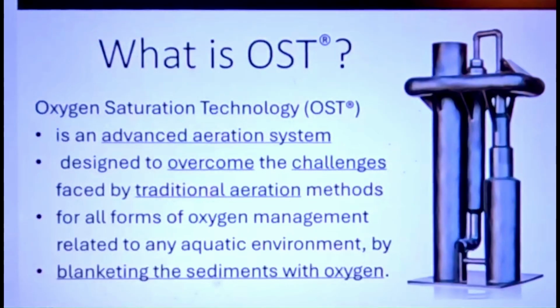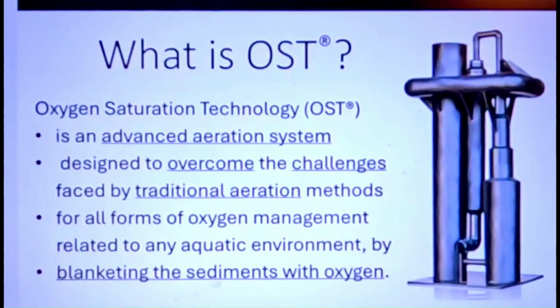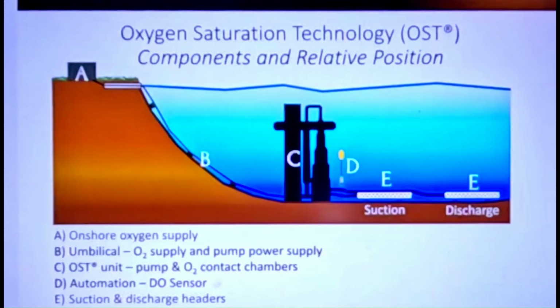So, what is OST? In a nutshell, it's an advanced aeration system designed to overcome the challenges faced by traditional aeration methods, for all forms of oxygen management in any aquatic environment, by blanketing the sediments with oxygen. It's a mouthful, but in a nutshell, it's a better way of getting oxygen in the water than regular diffused air. So, what are these components and how do they work?